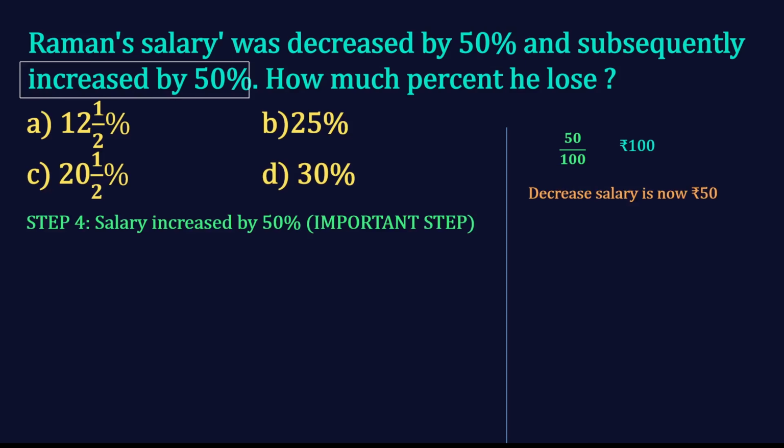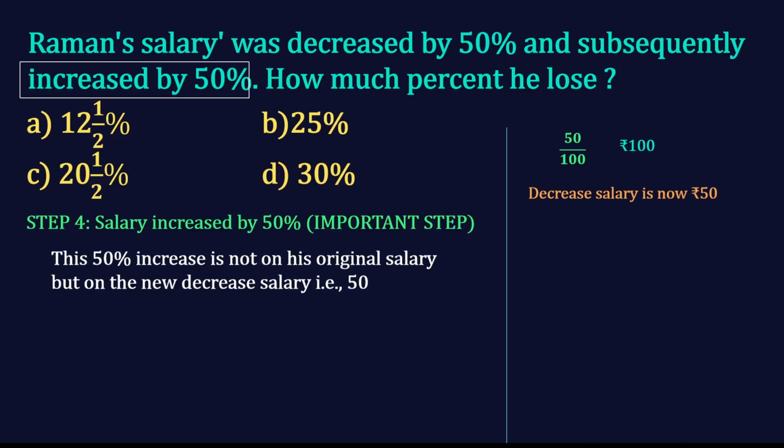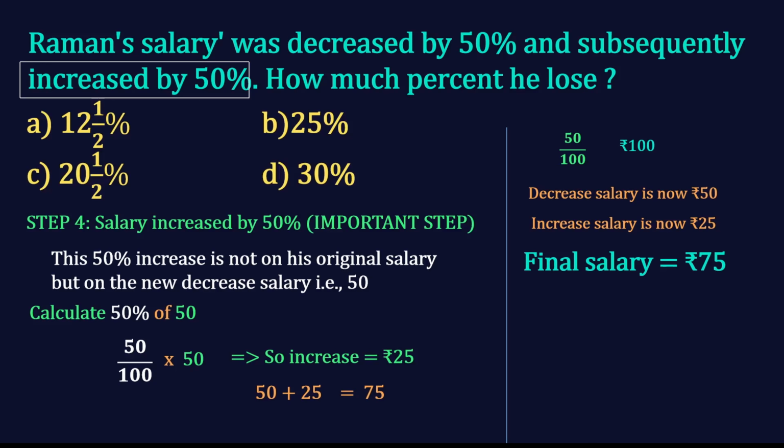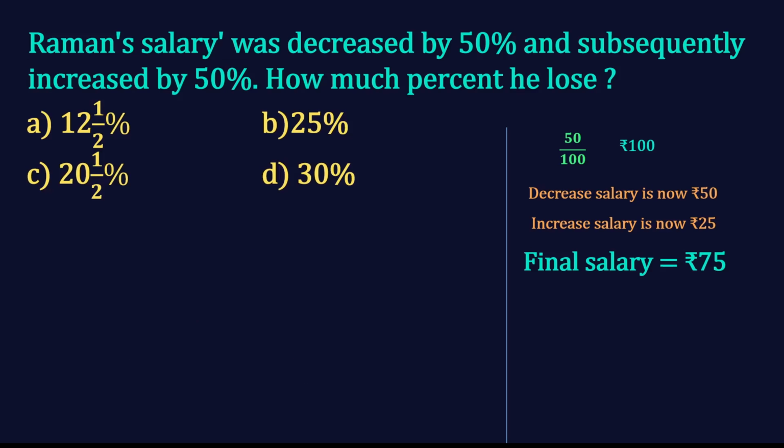So from the question again, Ram's salary increased by 50%. So this 50% increase is not on his original salary, but on the new decreased salary that we already calculated, which is 50. So we can do the calculation of 50% of 50. So that would be 50 over 100 times the decreased salary, which is 50. So that would give me 25 rupees. So if I do 50, the old, plus the new increase, that would give me 75. So the final in-hand salary that Ram received is 75 rupees.